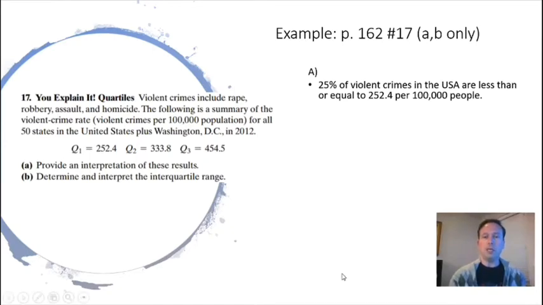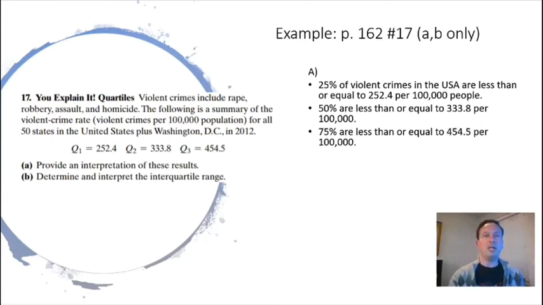Now, how would you interpret Q2, the 50th percentile, the median value? You would say that 50% is less than or equal to this value. More specifically, 50% are less than or equal to 338.8 out of every 100,000 people. Similarly, Q3, the 75th percentile, is the percentage less than or equal to 454.5 per 100,000 people.